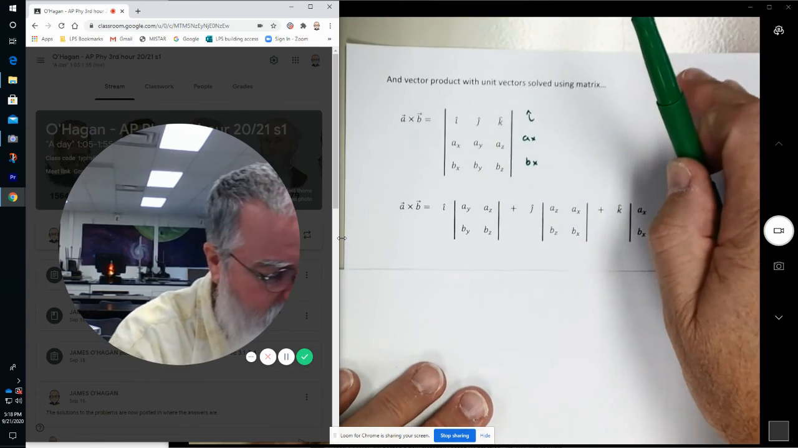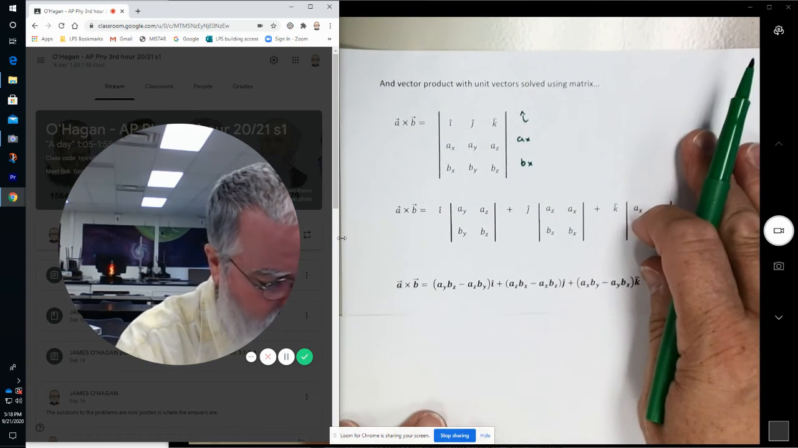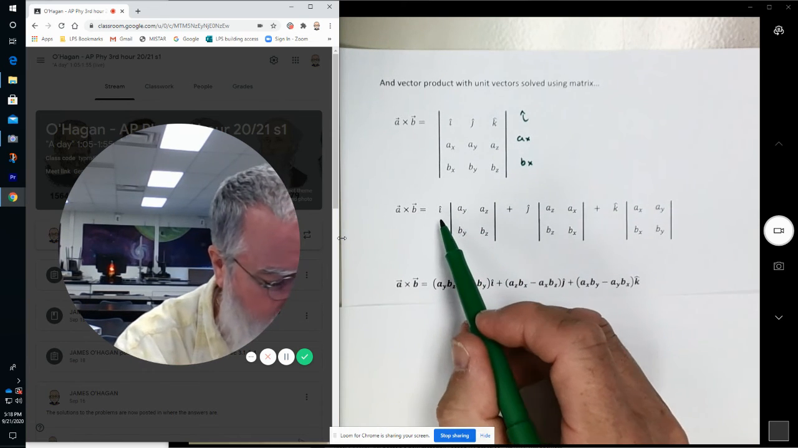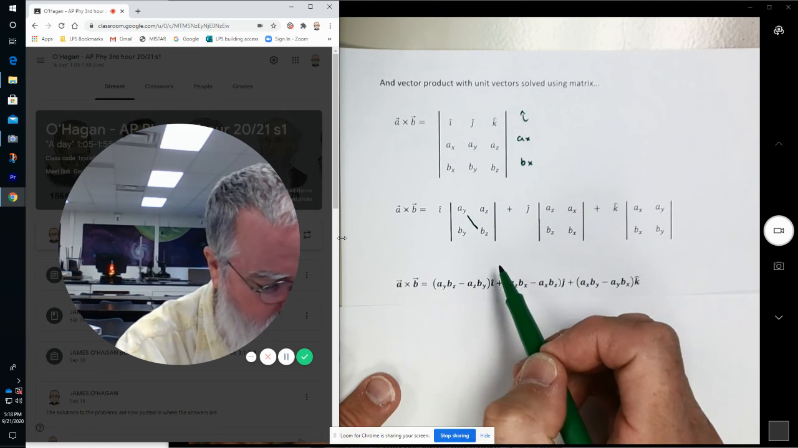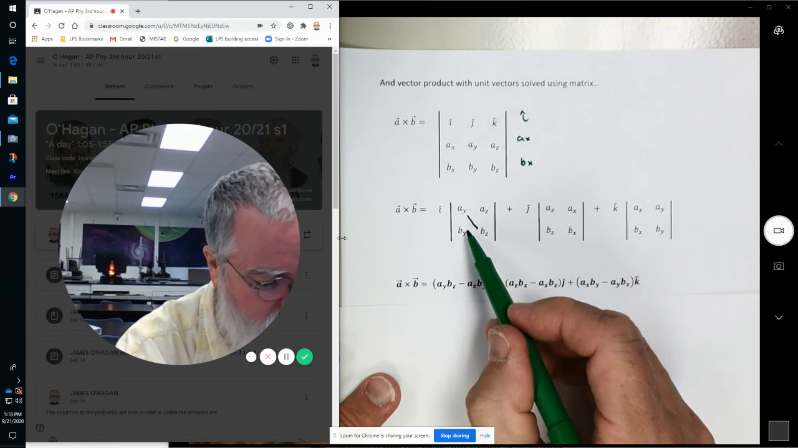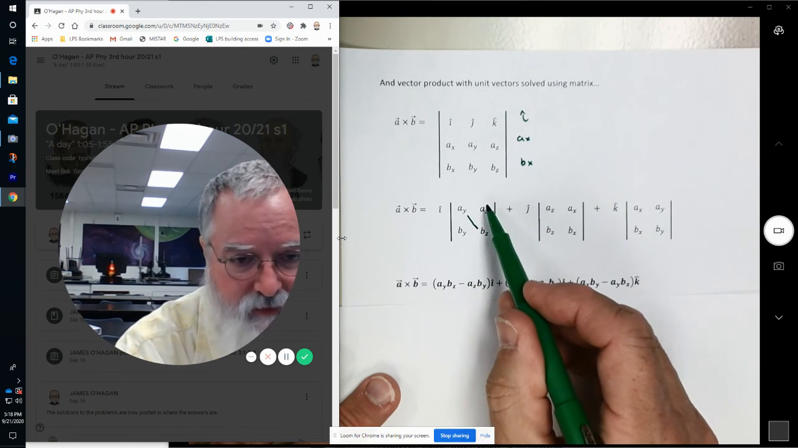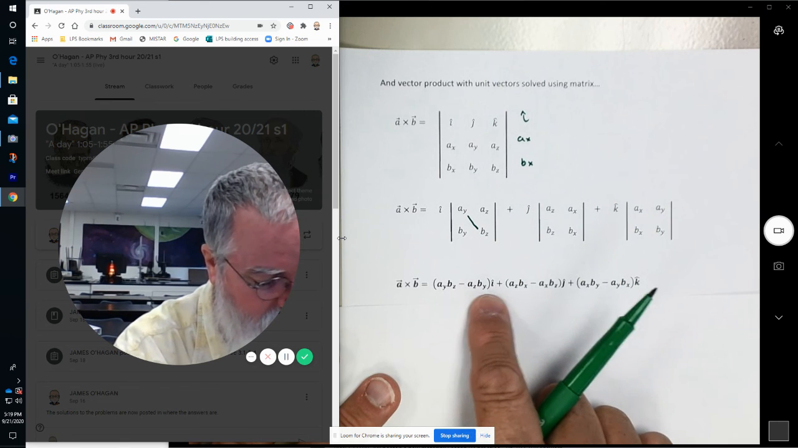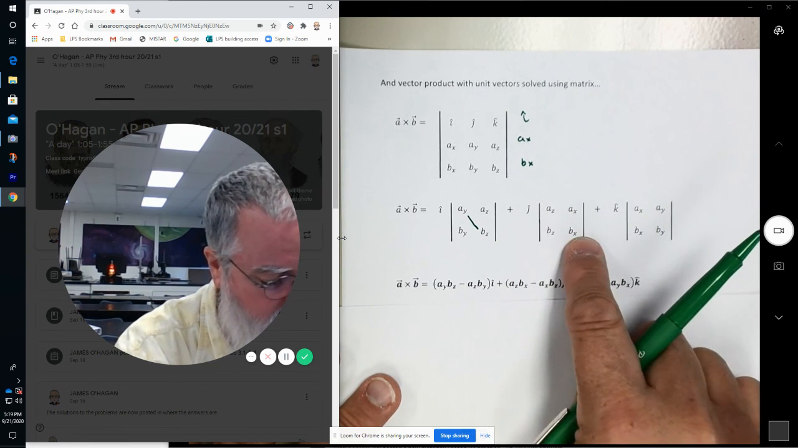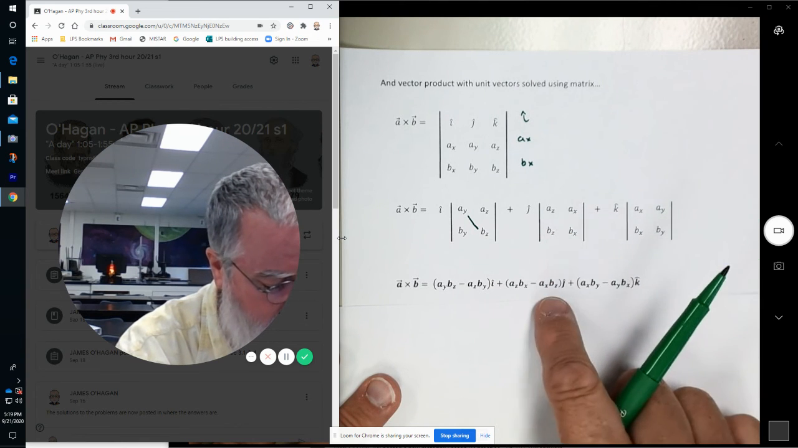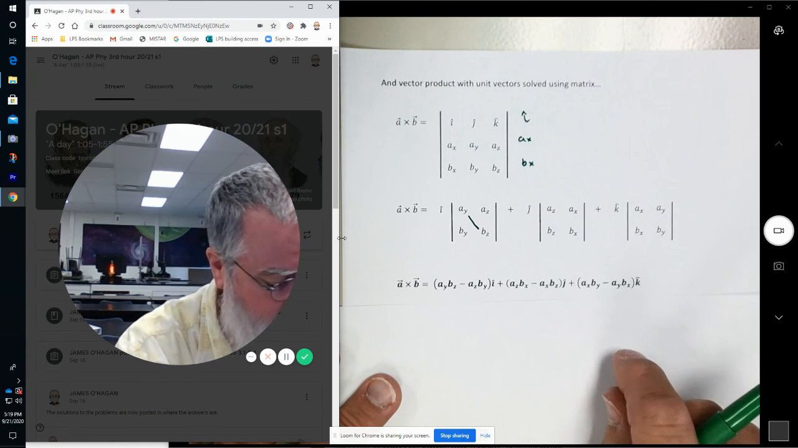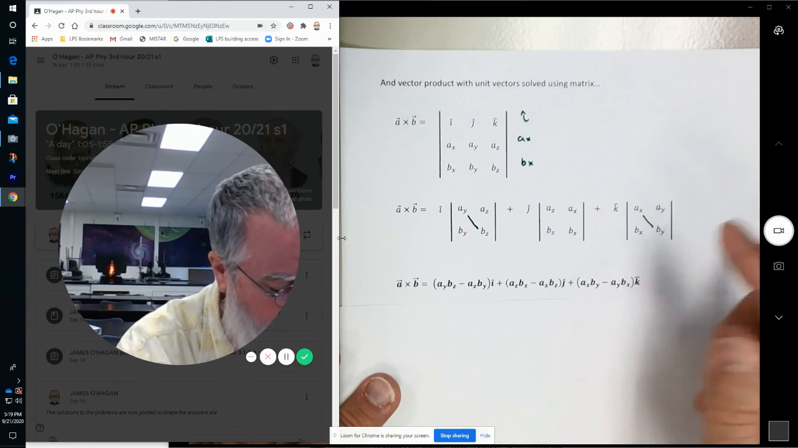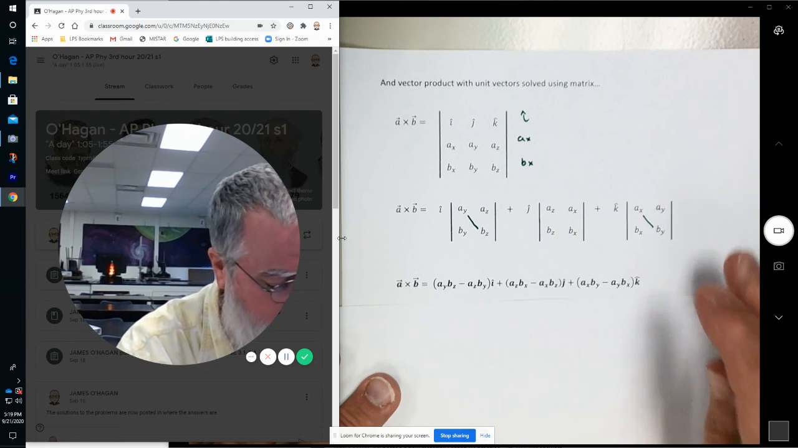Now, how do you solve this little guy here? In the I direction, it's going to be these two multiplied, subtract from those these two multiplied. AYBZ, subtract from that AZBY, and that's in the I direction. AZBX minus AXBZ, that's in the J direction. And the K ends up being AXBY minus AYBX, and that's in the K direction.